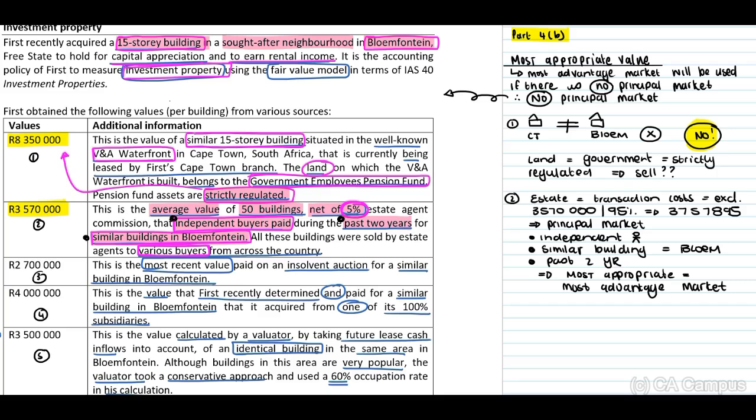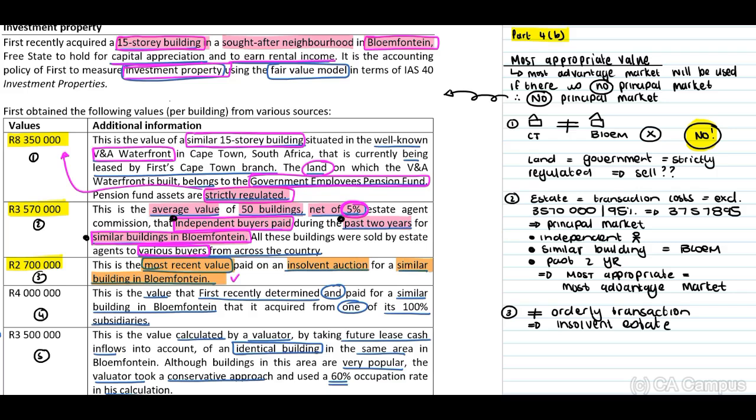Next, 2.7 million. This is the most recent value paid at an insolvent auction for a similar building in Bloemfontein. Great, this is a similar building, guys. We are happy with this. But if we look at our definition in terms of fair value, this will not be an orderly transaction. Why? Because this is purchased from an insolvent estate. Therefore, this is not a normal transaction. Therefore, we can't use this. This is not a normal transaction.